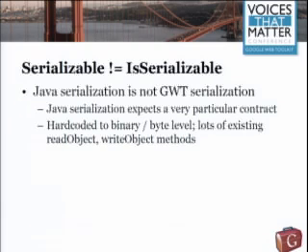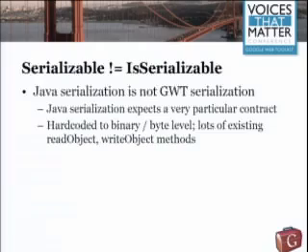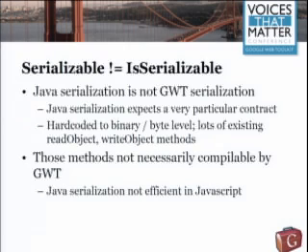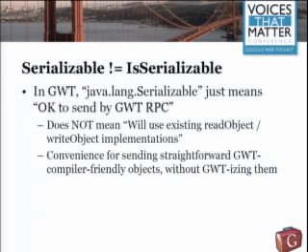Originally, GWT had an IsSerializable interface. And this confused people because now there's Serializable and IsSerializable. Something that is Serializable is also IsSerializable, and what's the point here? But the general reason for the distinction is that Java serialization is hard-coded to a particular stream protocol. There are readObject and writeObject methods. And if GWT tried to use those as is, it wouldn't work well at all. The format is not efficient for JavaScript. It's a completely different type of structure.